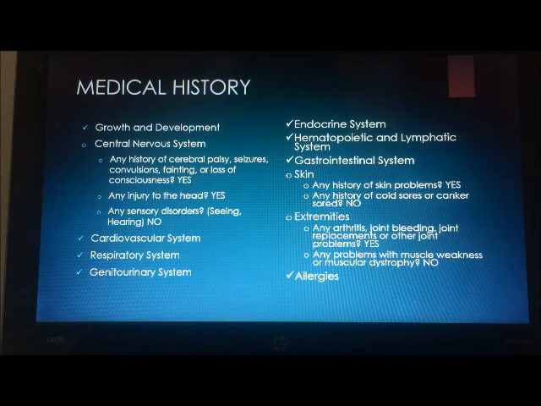And also under the skin, he has a history of skin problems, which is boils or the pigsa, but he doesn't have any history of cold sores or canker. And for the extremities, he experiences joint problems such as arthritis, but he doesn't have any problems with muscle weakness or muscular dystrophy.